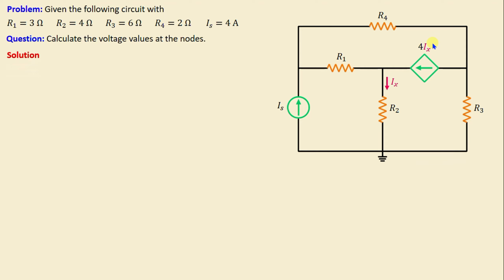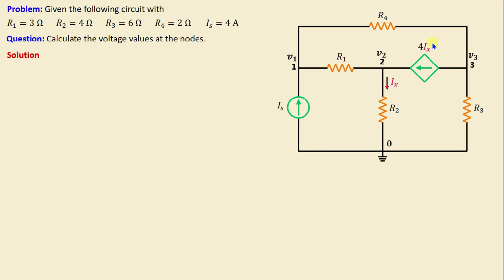First, let's start by labeling all the nodes in the circuit. I will consider this node as node 1, this node as node 2, and this node as node 3. After, we will assign the voltages V1, V2, and V3 respectively to those 3 nodes. Next, we need to select a reference node in the circuits. The reference node is typically chosen as the node with the most connections, or as the ground node.